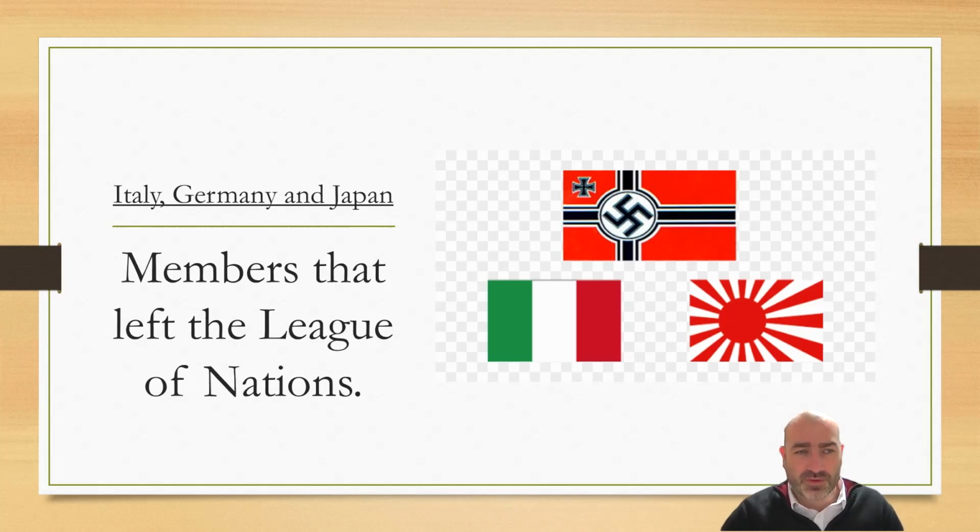Leading up to World War II, members of the League left. So Italy, Germany, and Japan left the League entirely. And the USA showed very little interest in participating in the League itself. So really, it was a powerless idea that did very little in reality.